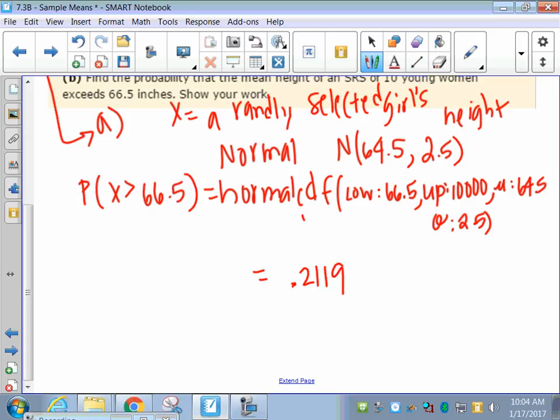You would answer the question, and you would say, the probability of choosing a young woman at random whose height exceeds 66.5 inches is 0.21, or there's a 21% chance, okay?